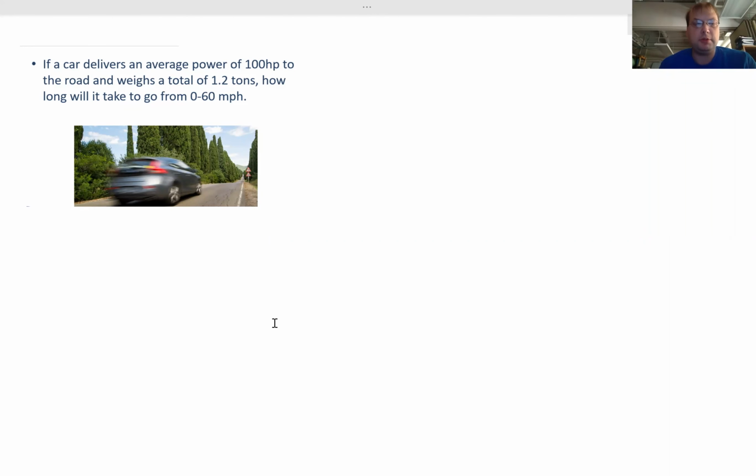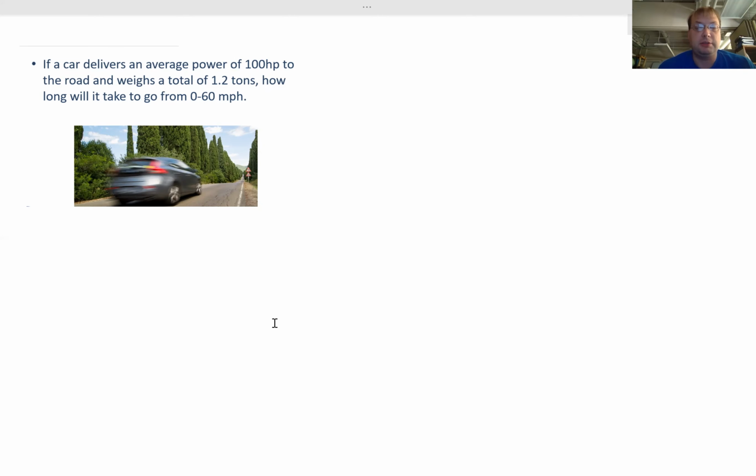Okay, so today we're going to be looking at another work problem. In this case, we're going to be looking at how we can calculate power, where we know that power is a function of work over time. So what we can begin here is we have a car that delivers an average power of 100 horsepower to the road, and this weighs a total of 1.2 tons.